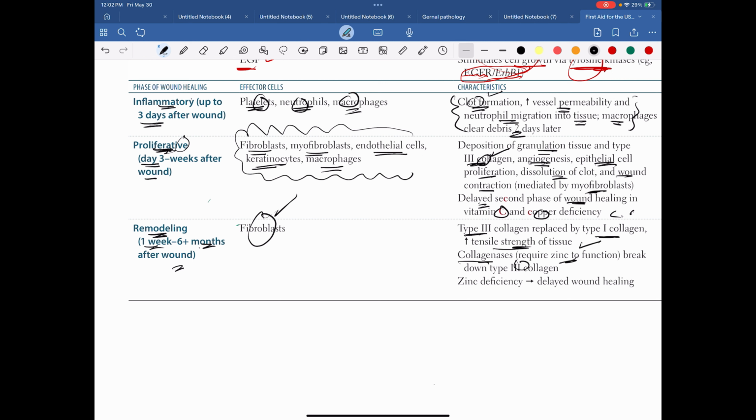So if in your body there is a deficiency of zinc, the remodeling phase is not going to start. You will have delayed wound healing. So these are the important points.